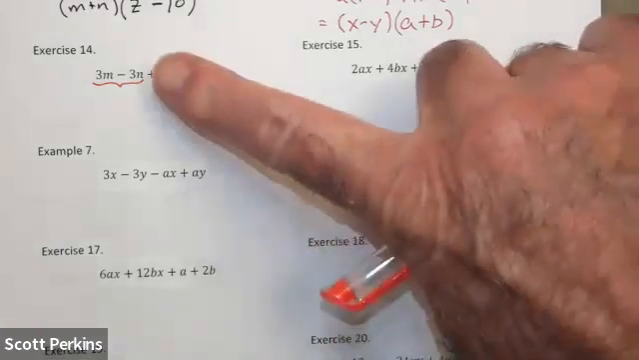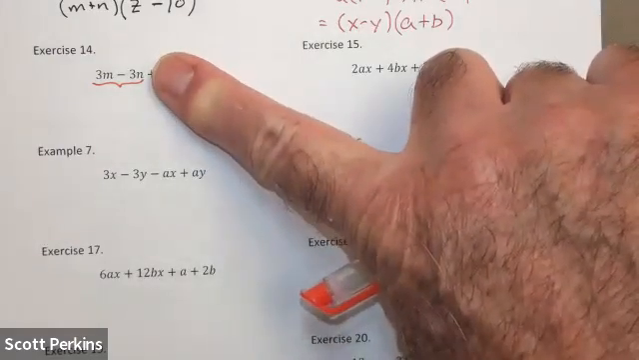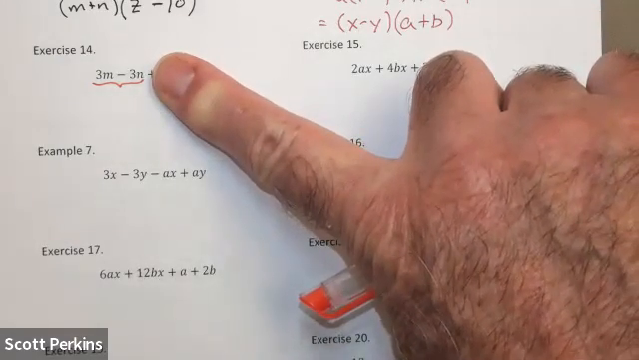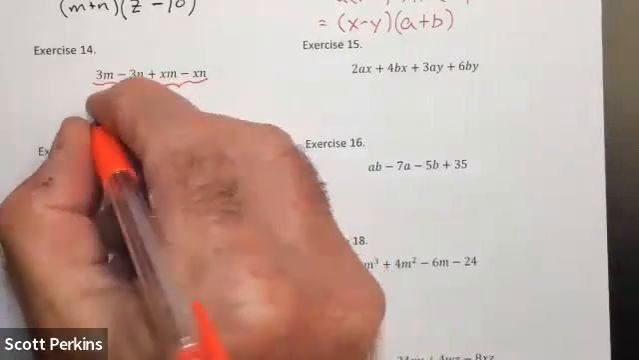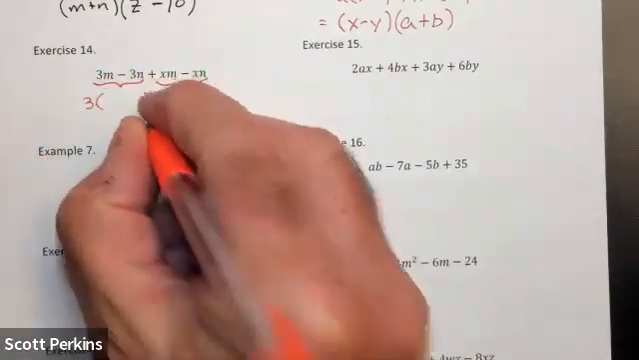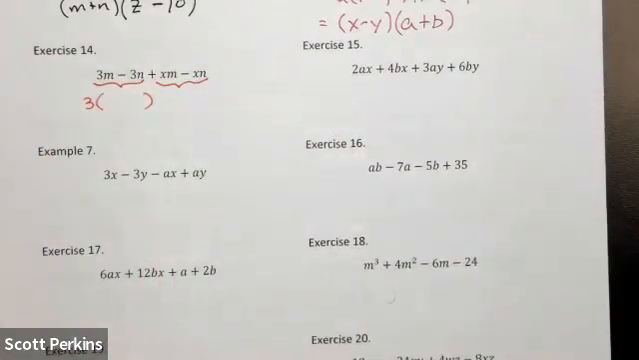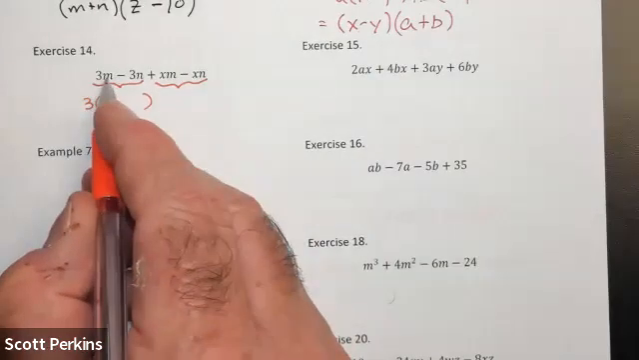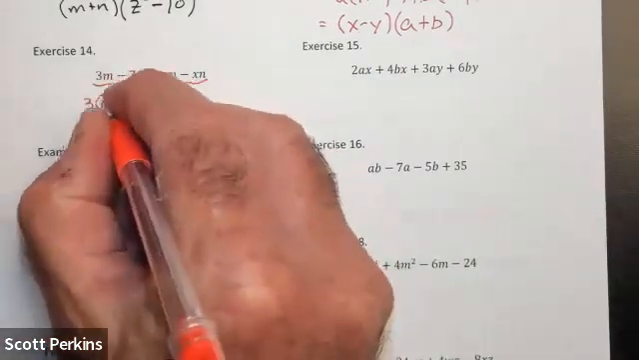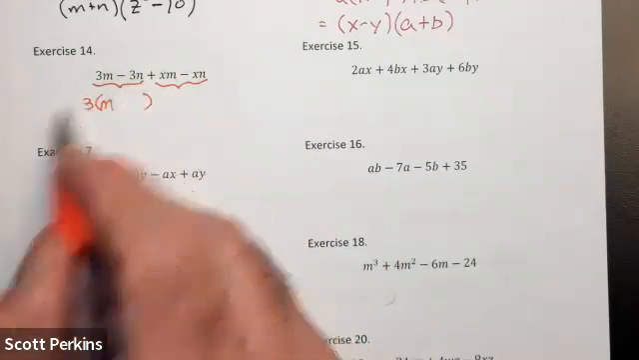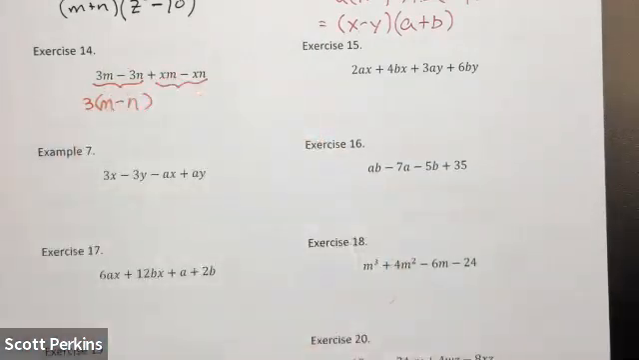So looking at the first two terms only, what do they have in common? A 3? Okay, great. So that we'll start there. So 3. And when I factor out the 3, now this is just what we were doing on the front page. 3m divided by 3 leaves me m. Negative 3n divided by 3 leaves me negative n.